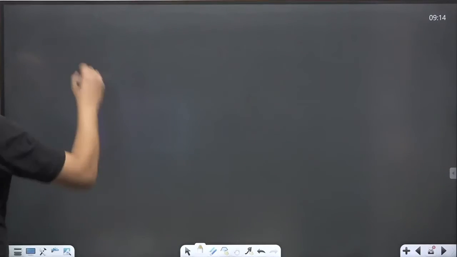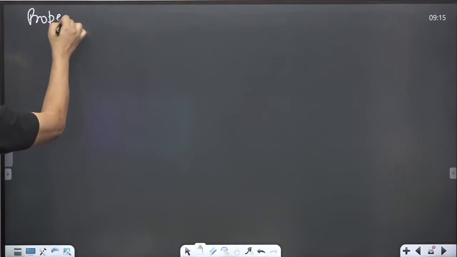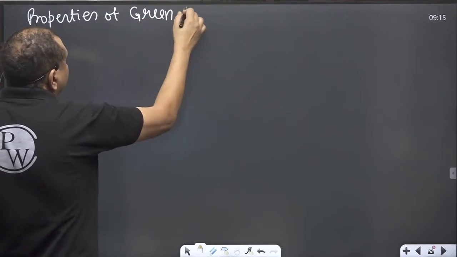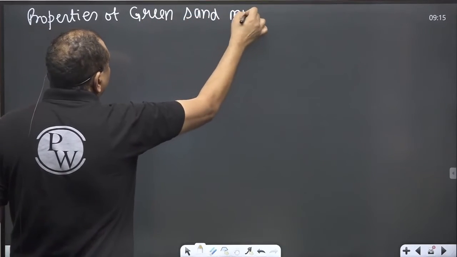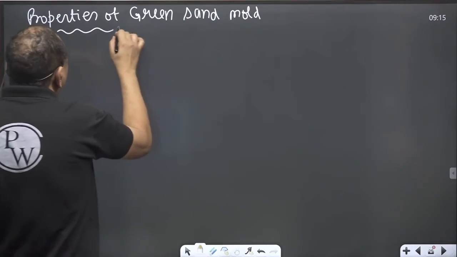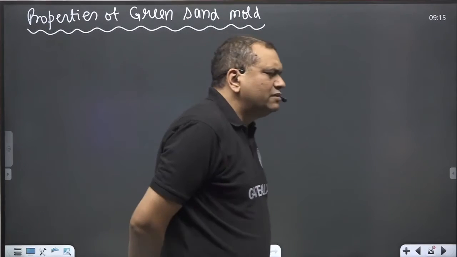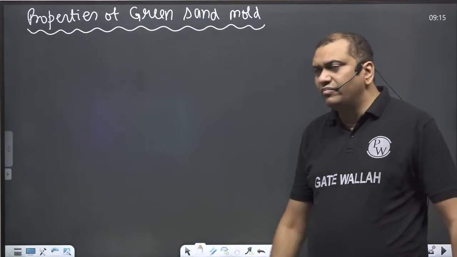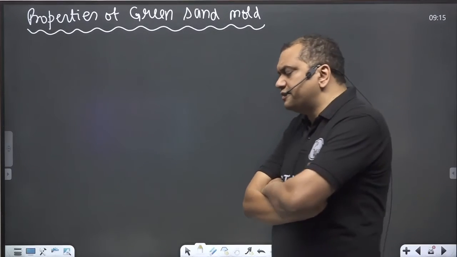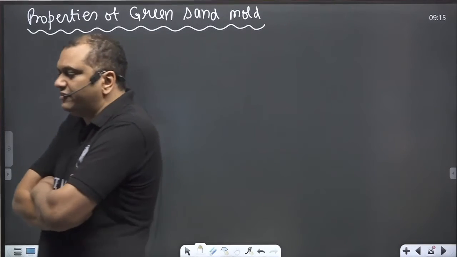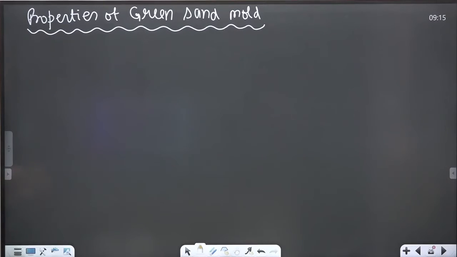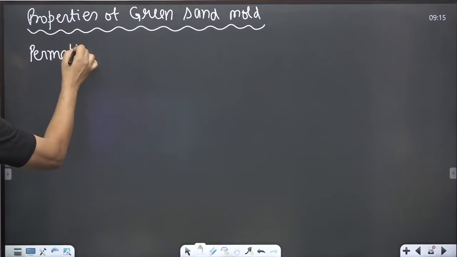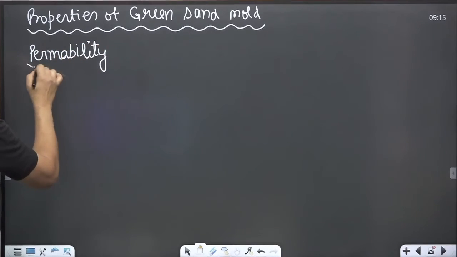Now, some properties of green sand mold. Once again, these are the one-shot crash courses, and we are not going to discuss the entire thing. Whatever we feel important for GATE 2023, that's what we are covering. One of the very important properties is the permeability.